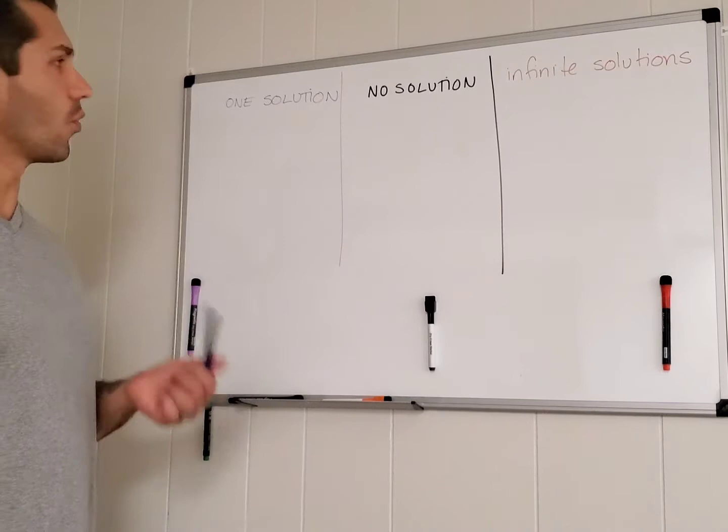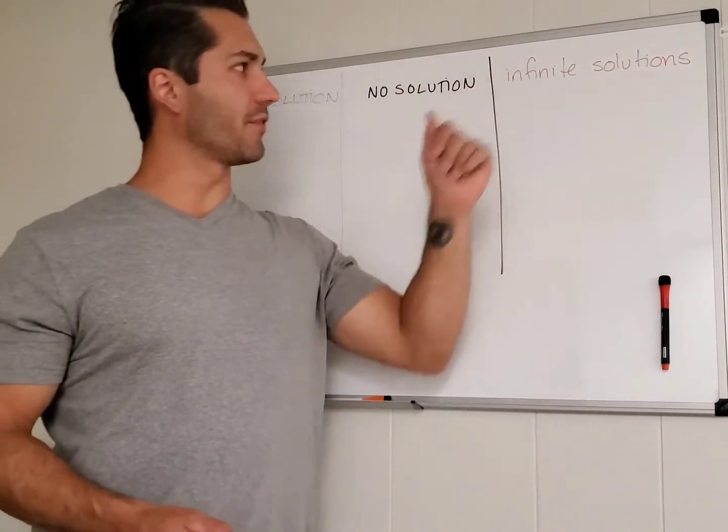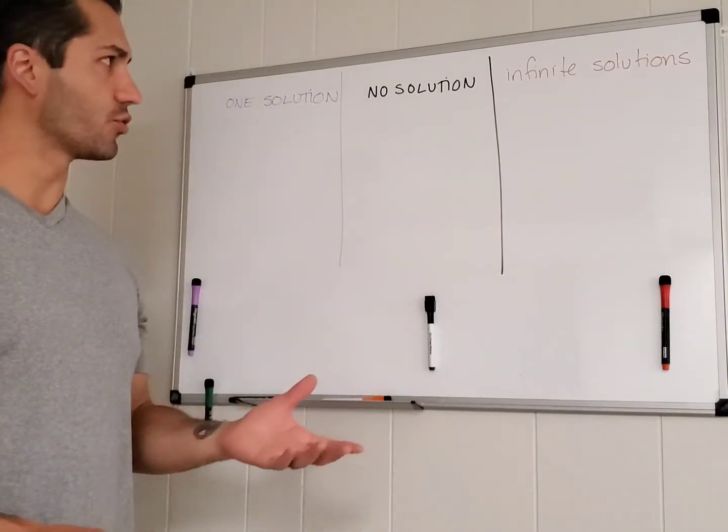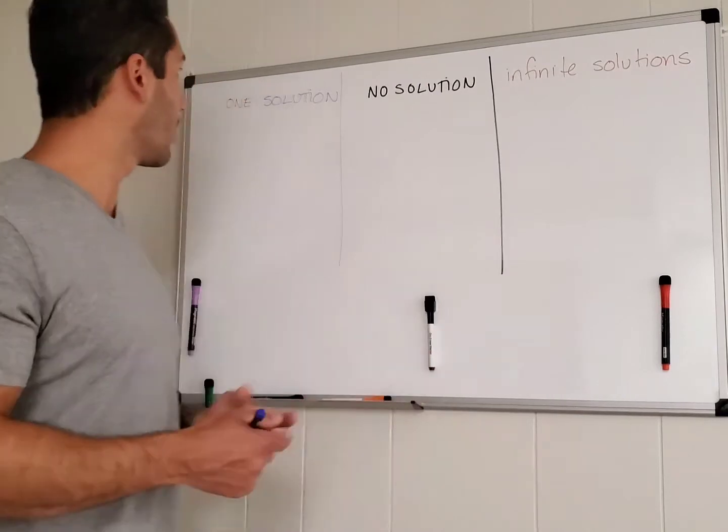Special cases for a system of equations: one solution, no solution, infinite solutions. Very similar to what you did when you solved equations. And to be honest, when you're solving them, it's going to be the same way.